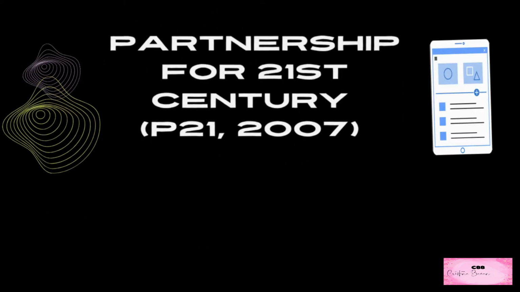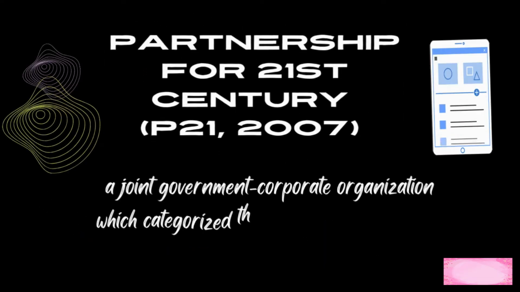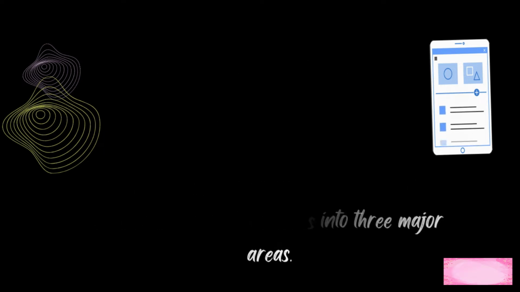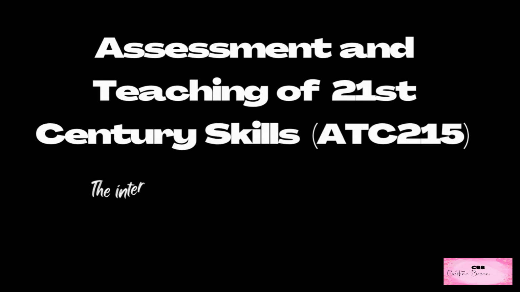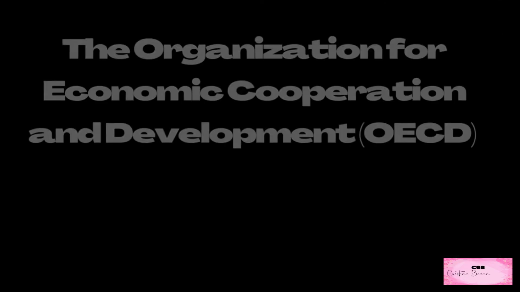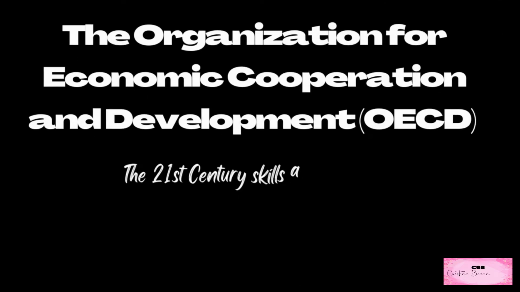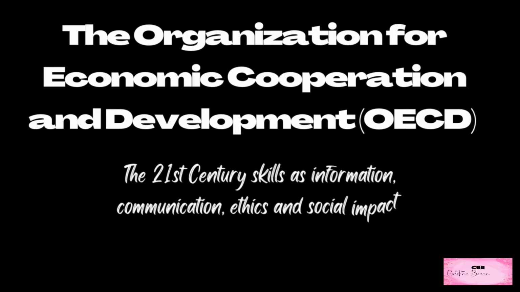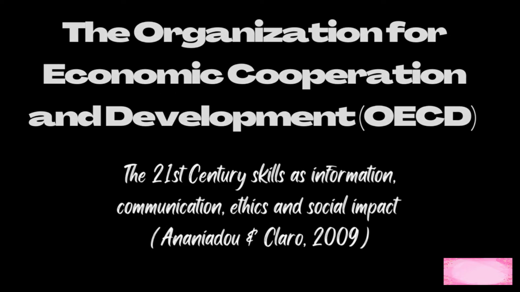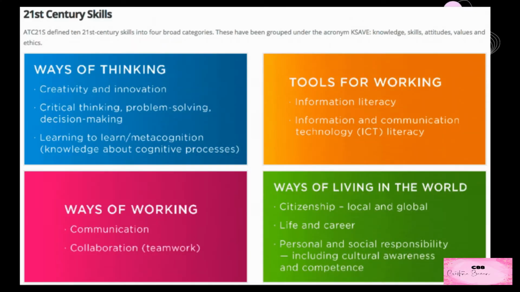Among them is the Partnership for 21st Century, a joint government-corporate organization which categorized these skills into three major areas. The international research project called Assessment and Teaching of 21st Century Skills is another initiative to systematize 21st century skills. It consists of 10 skills in 4 categories, cited by Laar et al. The Organization for Economic Cooperation and Development also determined the 21st century skills as information, communication, and ethics and social impact. These categories are marked through the following areas.